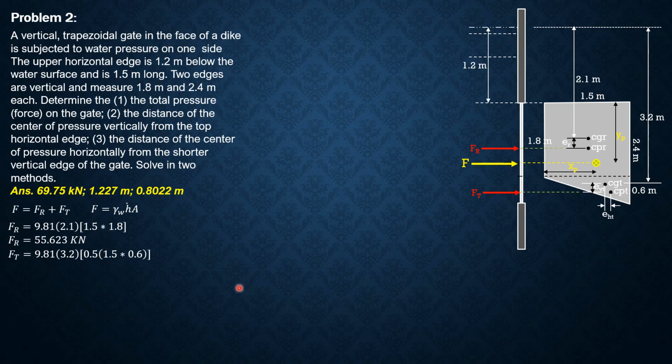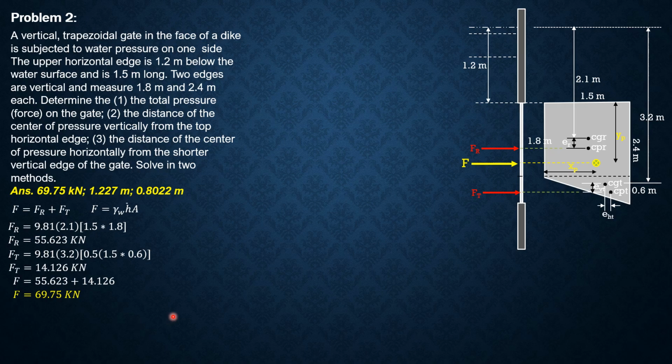For the triangular part, F_T is 9.81 times 3.2, then 0.5 times 1.5 times 0.6. 0.5 is 1/2 base times height. So F_T is equal to 14.126 kilonewtons. That's F sub T. Then the total force is equal to F_R, 55.623, plus 14.126. F therefore is 69.75 kilonewtons.